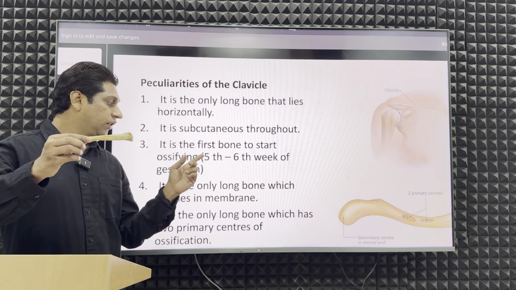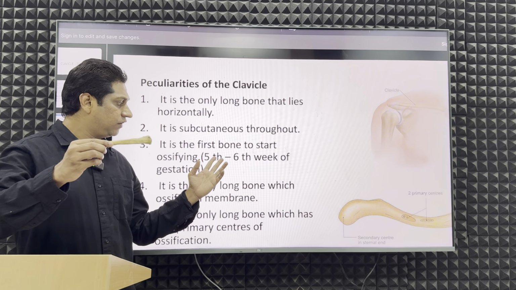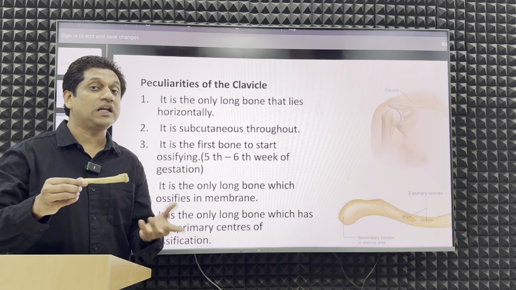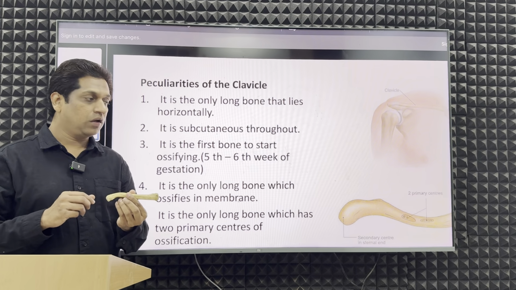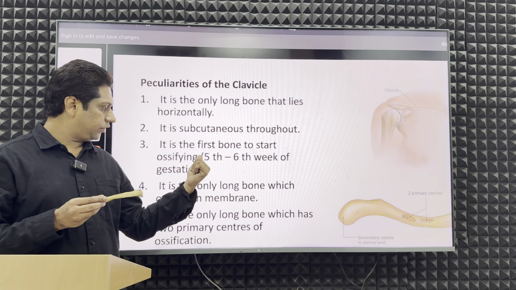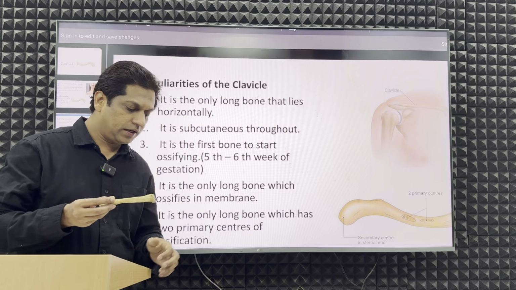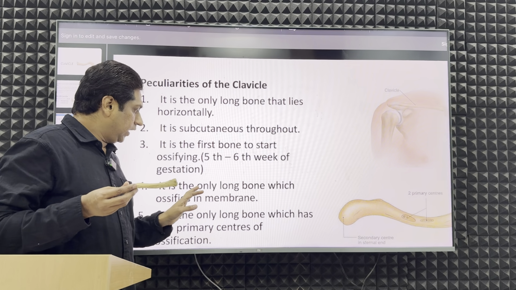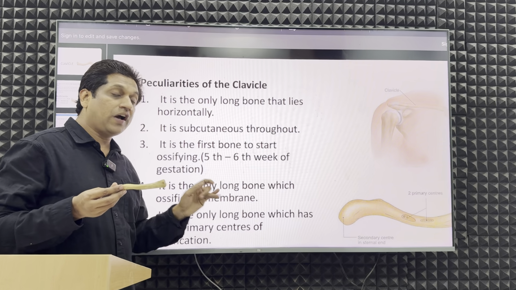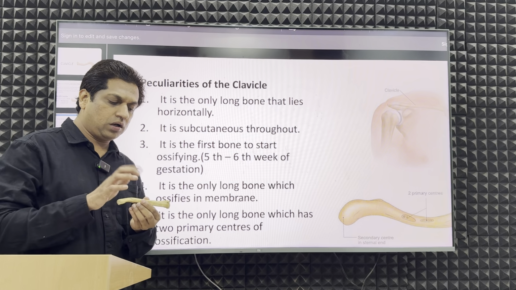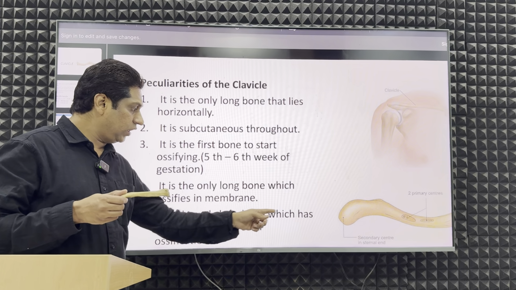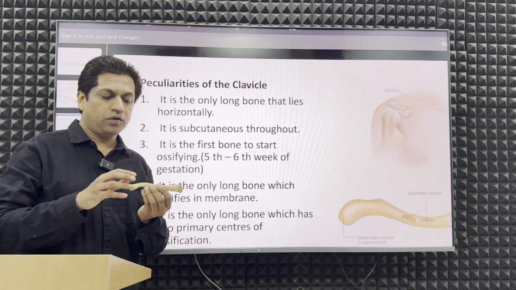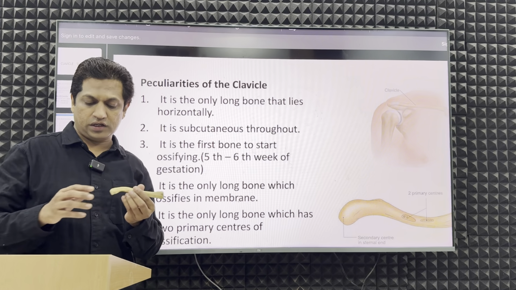The primary center starts ossification by the 5th to 6th week of gestation, that is, in intrauterine life itself. The secondary center appears around 20 to 25 years. It is the only long bone which ossifies in membrane. This is another peculiarity, and it is the only long bone which has two primary centers of ossification. So remember these peculiarities of the clavicle.